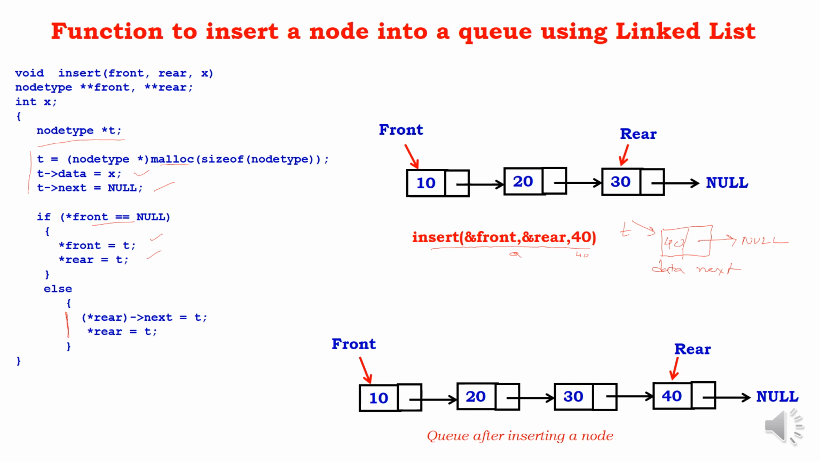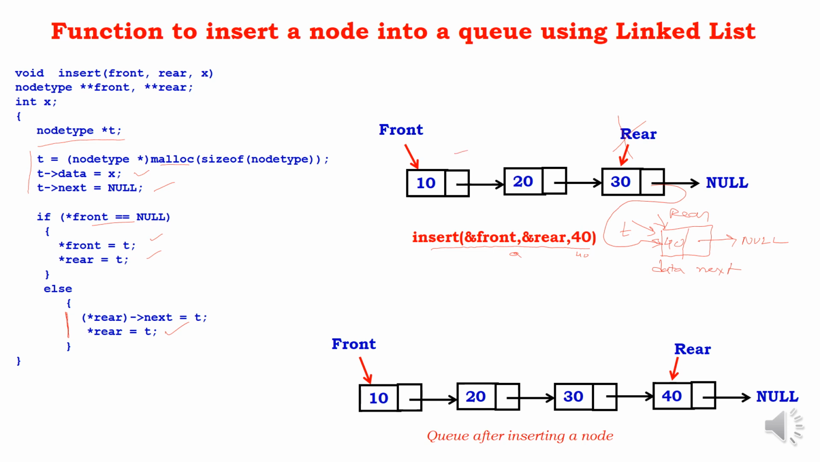See here, rear next is T. Rear next is pointing to T, so the address of T will be placed in rear next. Then rear is T. So rear moves from here to here. Now this becomes rear. So 40 is the last node, and rear is pointing to the last node. So the linked list is containing four nodes.